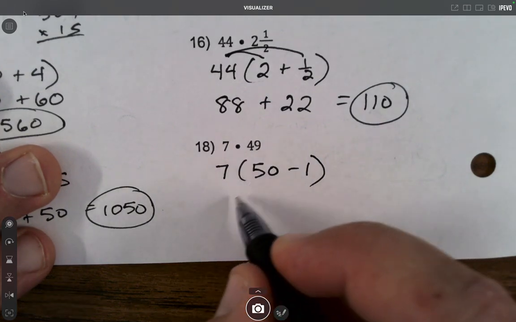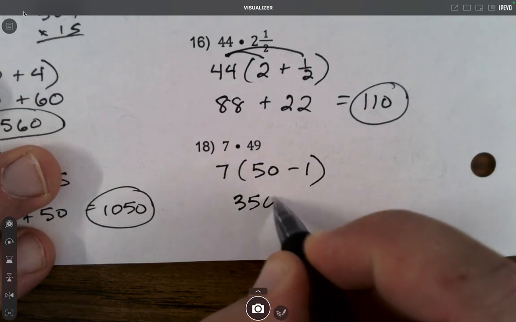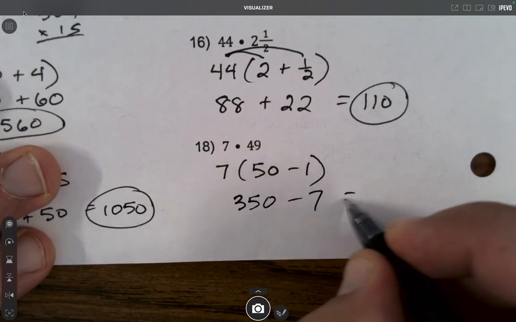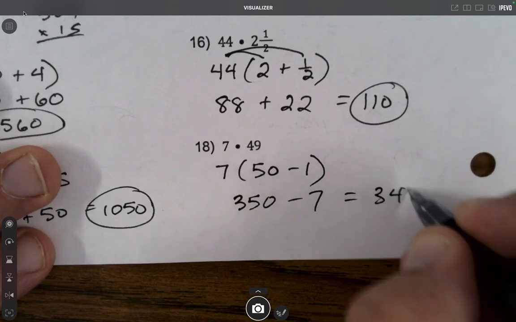Then you do 7 times 5 is 35. Add the 0. 7 times 1 is 7. So 350 minus 7 is 343.